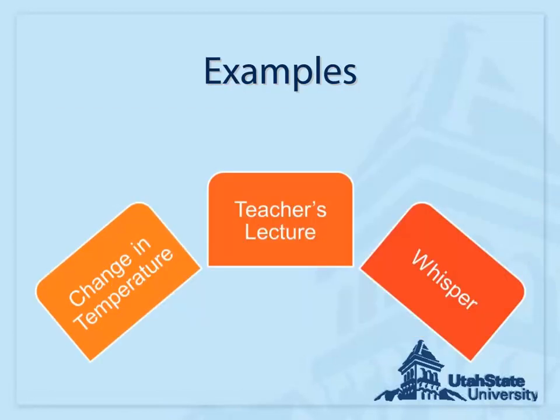So take the classroom from the previous example. In this classroom environment, there could be many different stimuli. An example of a stimulus could include a change in temperature of the room, the teacher starting a lecture on a different topic, such as math, and even the whispered voice of a classmate. All of these are stimuli inside the larger classroom environment.